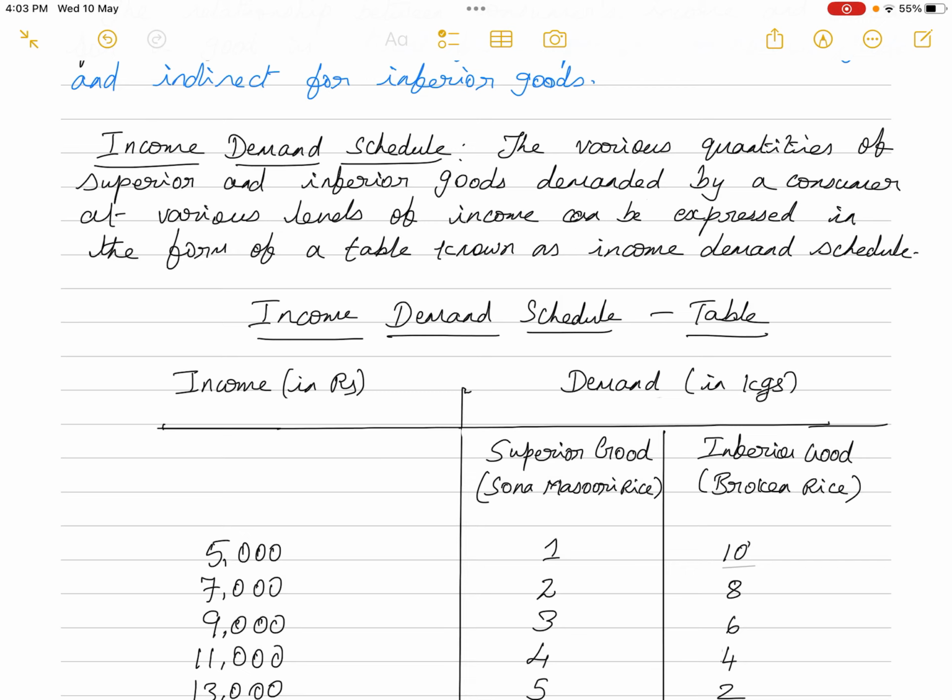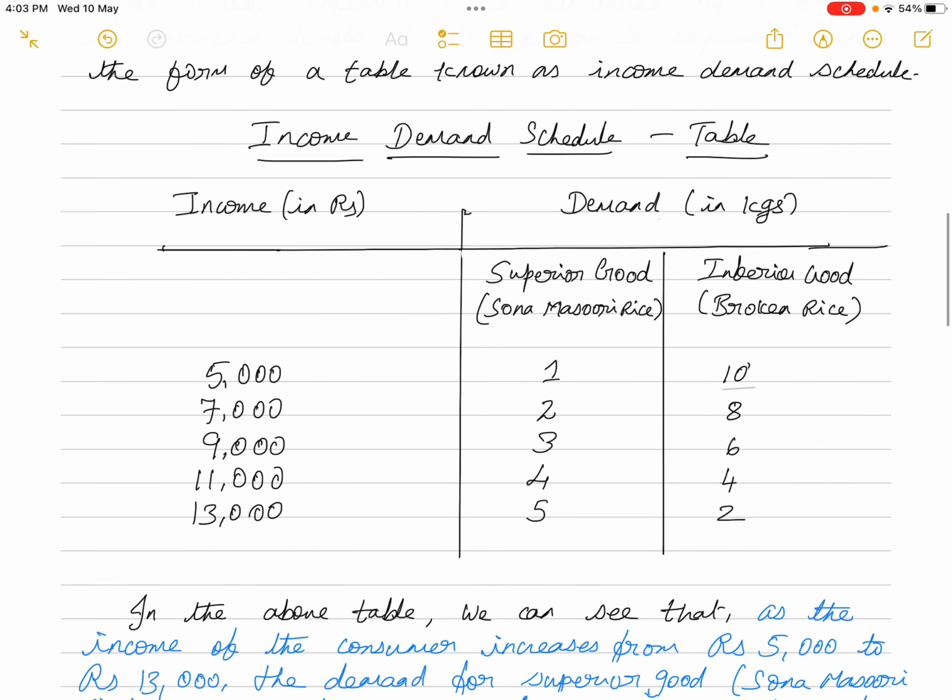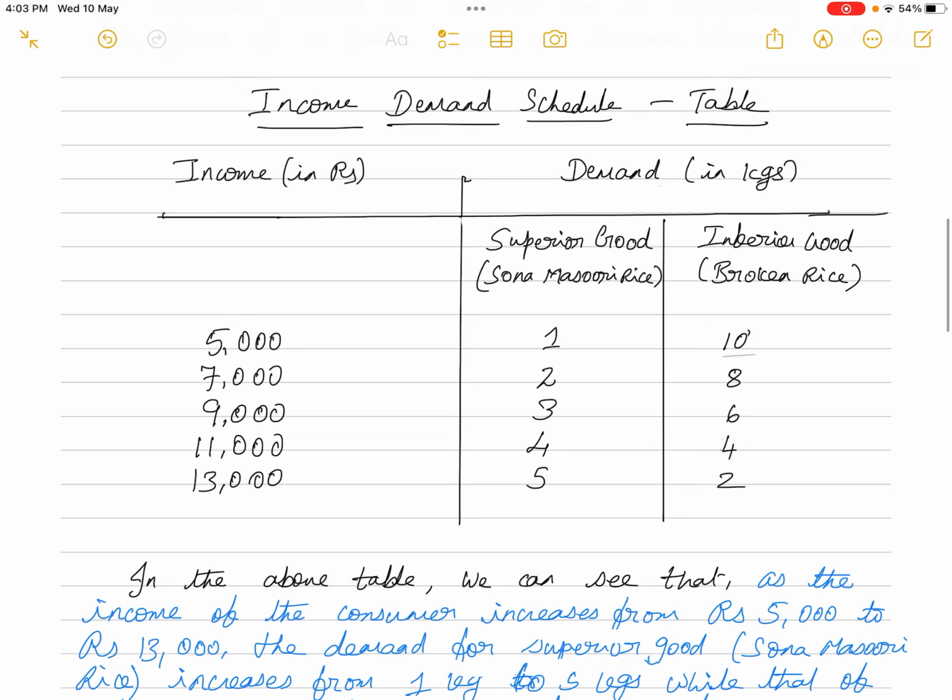Now let us check out the meaning. The various quantities of superior and inferior goods demanded by a consumer at various levels of income can be expressed in the form of a table, which is known as the income demand schedule. Now this is a hypothetical table. The first column represents the income earned by the consumer. The second represents both the superior good as well as the inferior good.